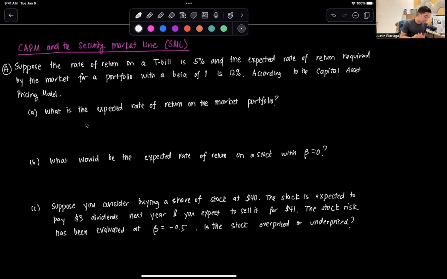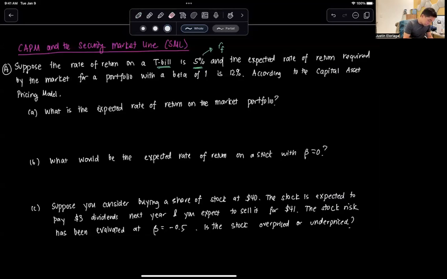Suppose that the rate of return on a T-bill, which we know is risk-free, is 5%. So this 5% rate here is our risk-free rate. Suppose the rate of return on the Treasury bill is 5%, and the expected rate of return required by the market for a portfolio with beta of 1 is 12%. According to the CAPM, we're asked the following questions. The first one being: what is the expected rate of return on the market portfolio?